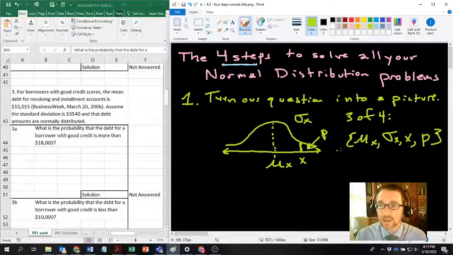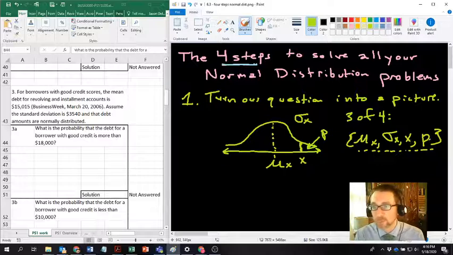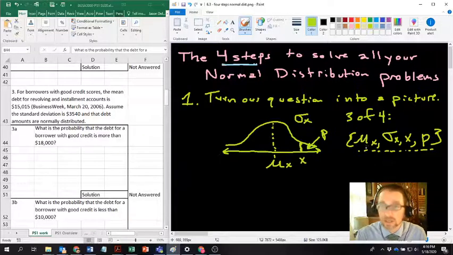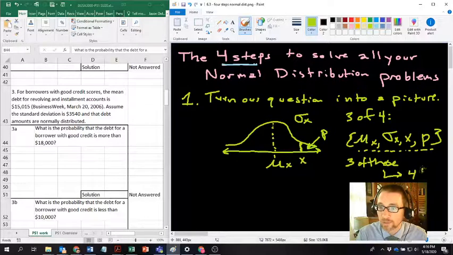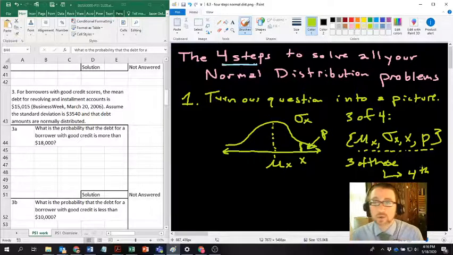These are 4 characteristics of a population: the average of the population, its spread, some value of a variable, and then some likelihood. They are logically connected to each other such that if you have three of them, the fourth one is a logical necessity. There's only one possible value. And so step one is to turn this question into a picture of a normal distribution.